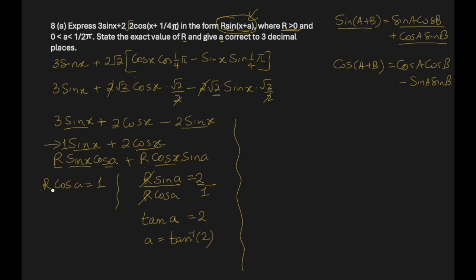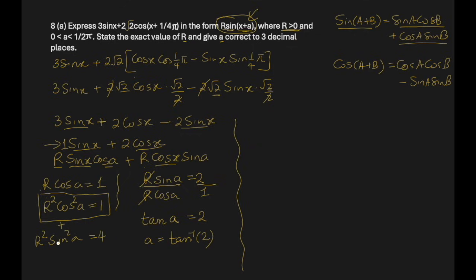Meanwhile, let me try to find r also. So if I square this equation, both sides, r squared cos squared a equals 1 squared, right? Which is 1. This is one of them. I'll square the sine one also, which becomes r squared sin squared a equal to 2 squared, which is 4.